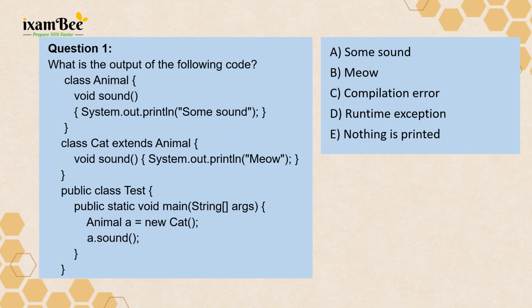So the output here would be B, that is meow. If you look at this code, we have created an Animal object and initialized it with a Cat constructor. So when a.sound is going to be called, it is going to output the implementation provided by the sound method given in the class Cat.